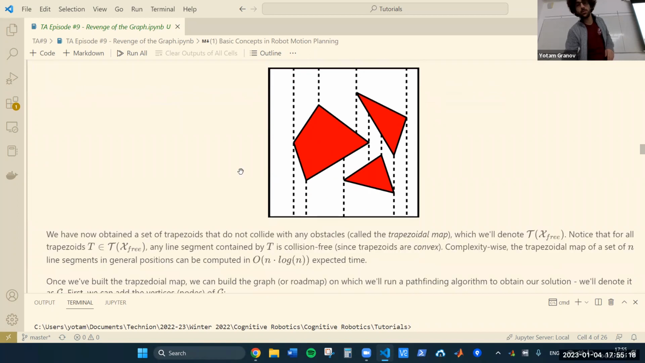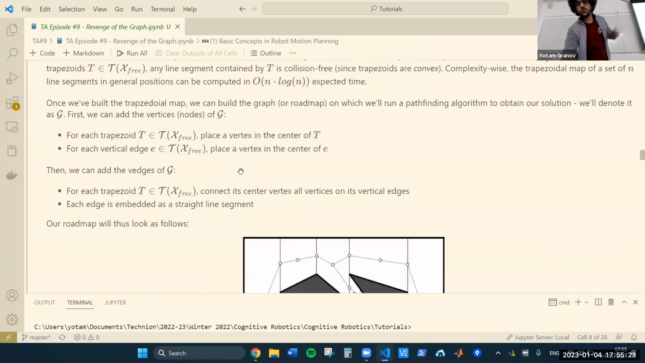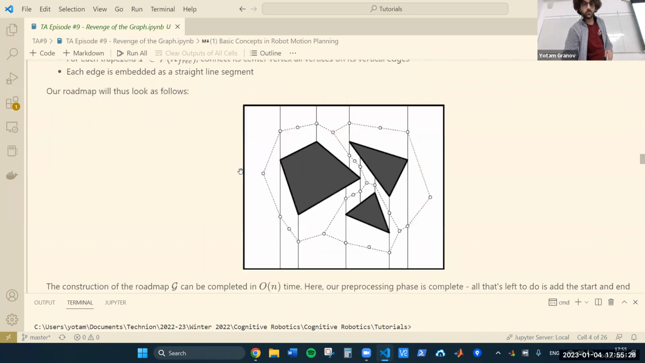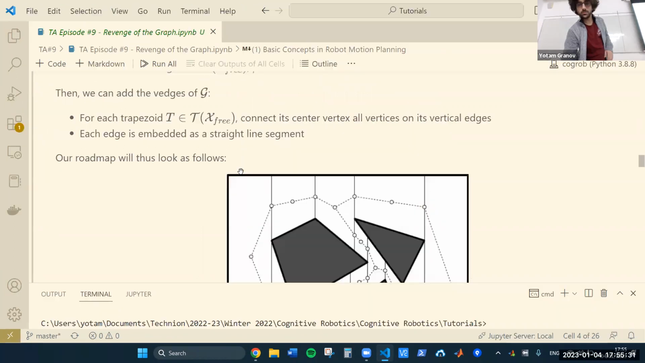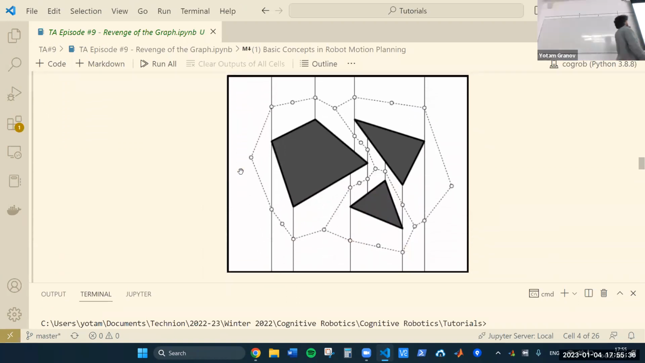Okay, so we've drawn all these polygons, but what are we actually going to do with them? With these trapezoids at hand, we can start building the graph out of them. First, we'll add a node at the center of every single trapezoid. We'll take the geometric center; this one is a rectangle, so it's easy to see where it is. But we'll take the geometric center of every trapezoid and add a node there.